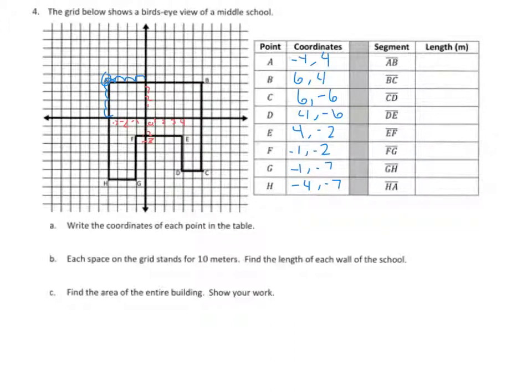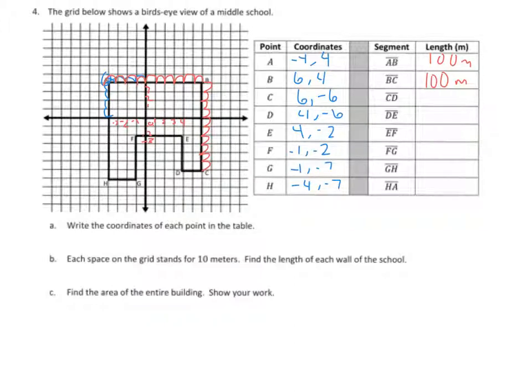Now it's going to ask you for the length of a segment. Part B says each space in the grid stands for 10 meters. So we would take AB and you would just count boxes. You'd have 1, 2, 3, 4, 5, 6, 7, 8, 9, 10. Multiply that by 10 because each space is 10 meters. So you'd have 100 meters for AB. BC, you would go 1, 2, 3, 4, 5, 6, 7, 8, 9, 10. Multiply that by 10, you'd have 100 meters.